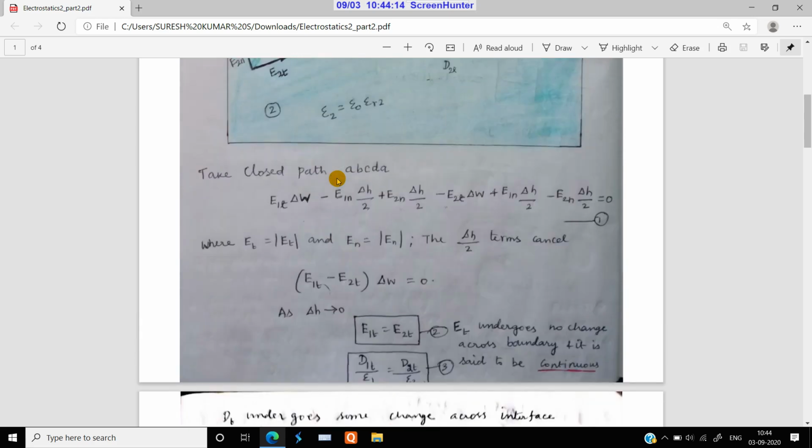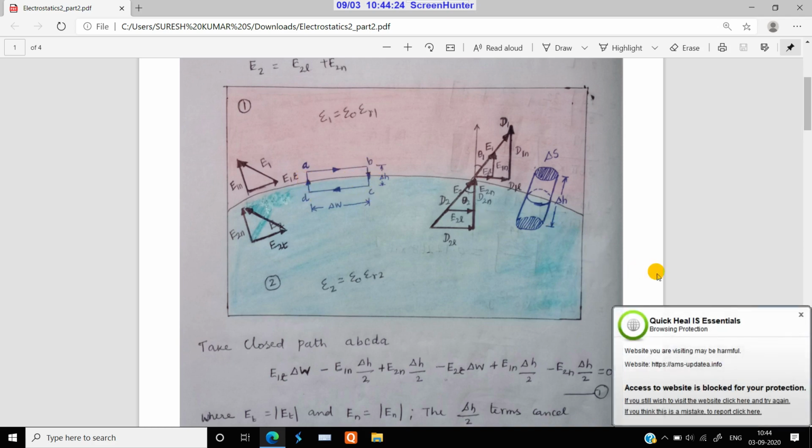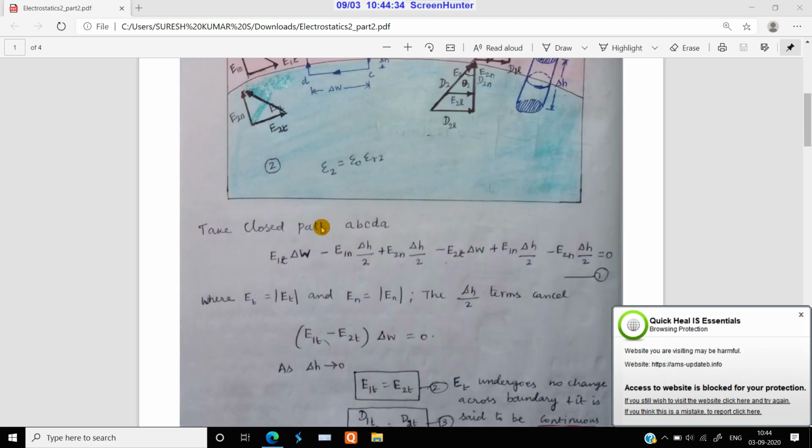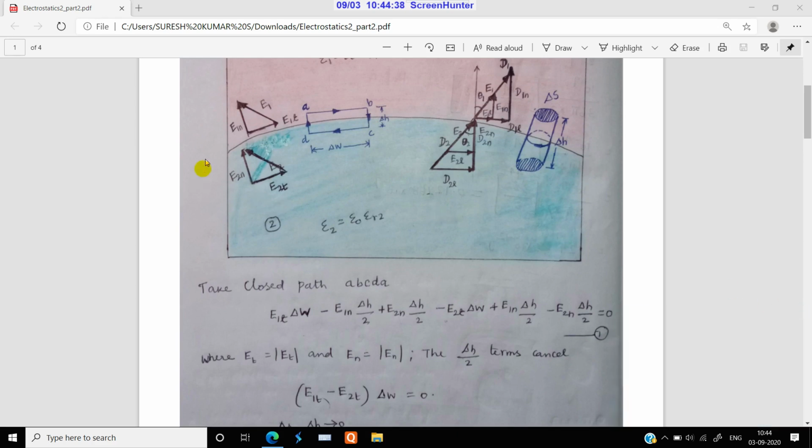These decomposed vectors are going to be taken by a finite closed path defined here. So here we have defined a closed path from A to B, C, D to A. Along this particular closed path, what are all the electric field values that are going to be met? So the first one is from A to B.